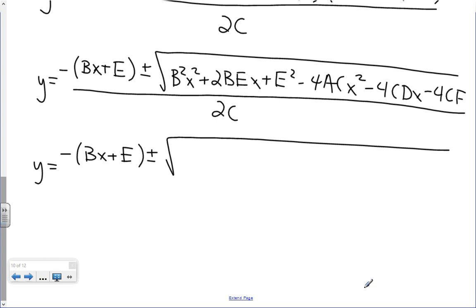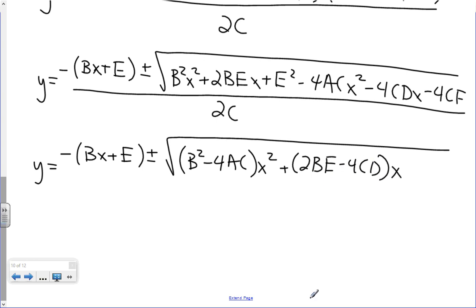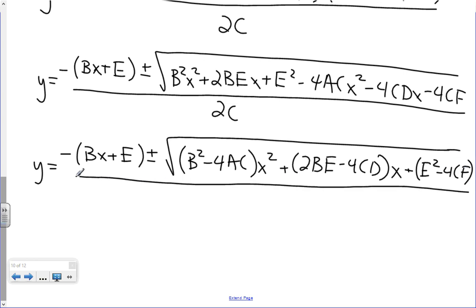So I've got some x squared terms here. I've got a b squared times x squared, and then I've got a minus 4ac times x squared. And oh, check that out. B squared minus 4ac. Let's keep going, though. I've got a 2bx, and I've got a 4cdx that I'm subtracting, so I'll have 2be, and then minus 4cd, times x. And then finally, the constants here, I'll put it in parentheses, an e squared and a minus 4cf. There we go. And again, this is all divided by 2c.